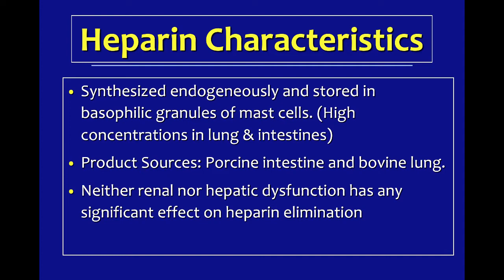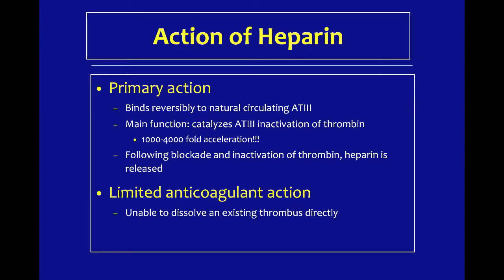So those are some of the characteristics of heparin in its natural state. Of course, we know the primary action of heparin as an anticoagulant is that it binds reversibly to the naturally circulating antithrombin 3, and that activation is pretty profound. It accelerates its effect by 1,000 to 4,000 fold. However, heparin has no effect on pre-existing thrombus. It is not a fibrinolytic or a thrombolytic. It will not break down clot directly. It'll just prevent it from being formed.